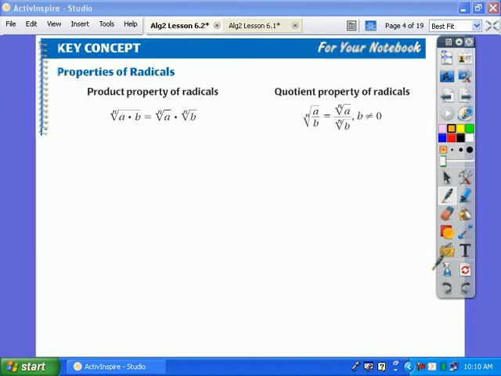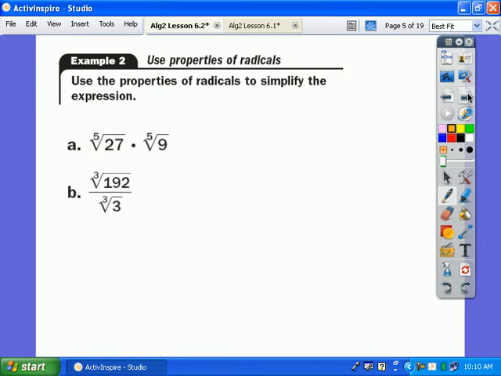Okay, so here we have 2 properties dealing with radicals, but again, these are just restatements of 2 of the properties we saw with our rational exponents from the first slide. All right, so here we are. And by implementing these 2 properties, we can simplify these 2 problems.